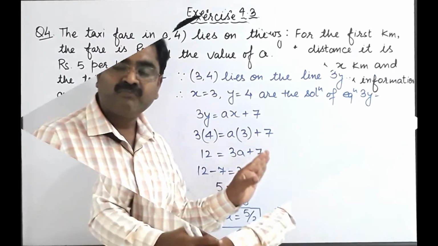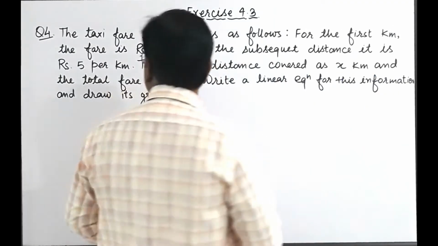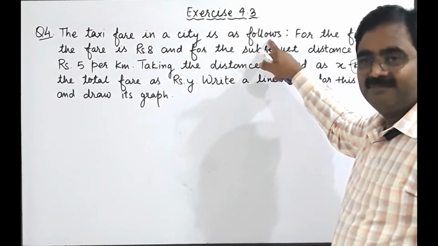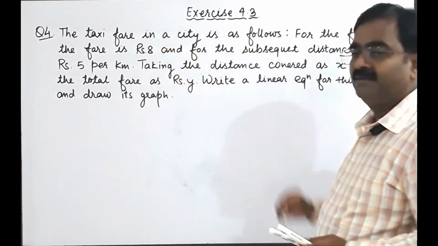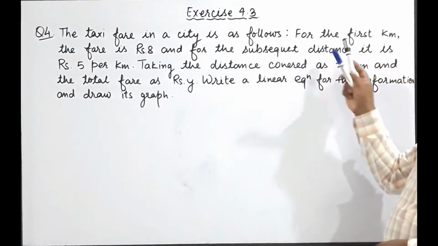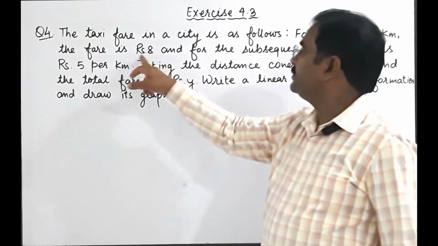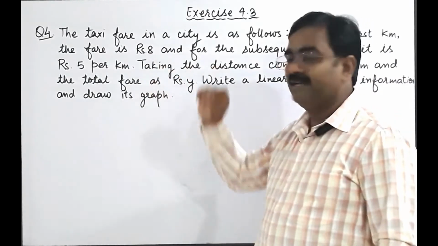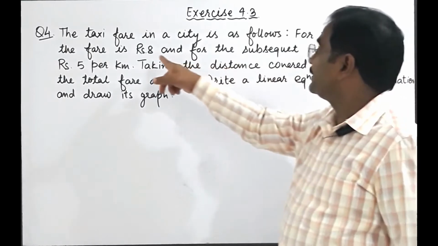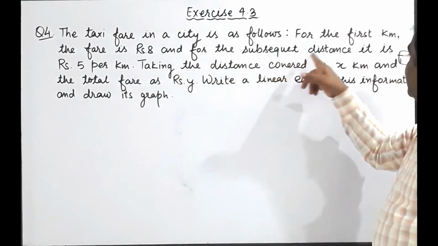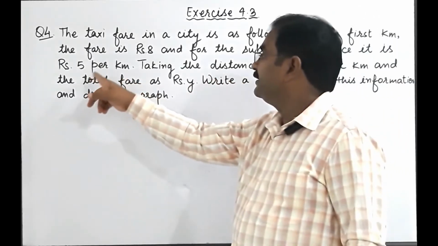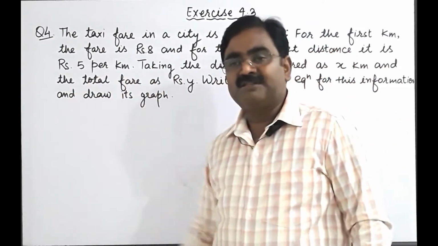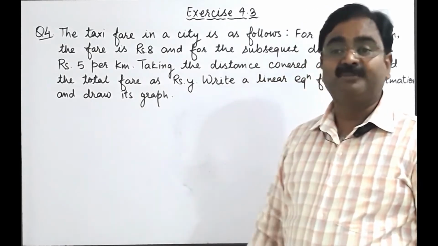Okay friends, let's see the next question. The taxi fare in a city is as follows. For the first kilometer, the fare is rupees 8. If you travel the first kilometer, you will pay 8 rupees. And for subsequent distance, it is rupees 5 per kilometer. After 1 kilometer, the fare is rupees 5 per kilometer.